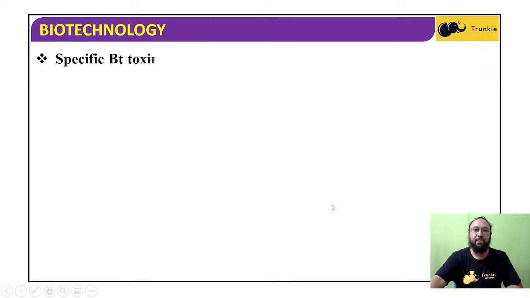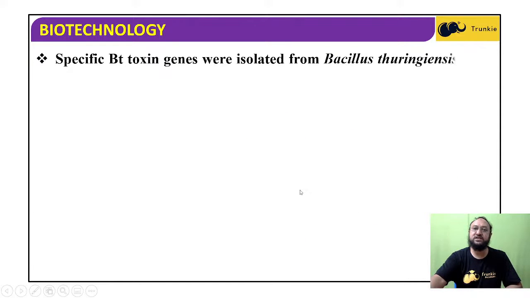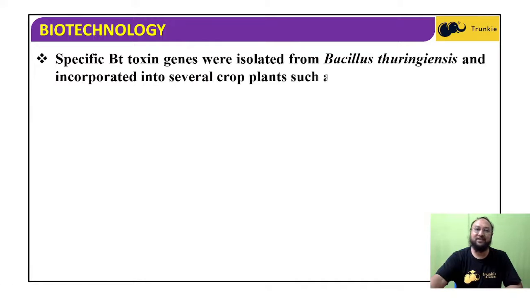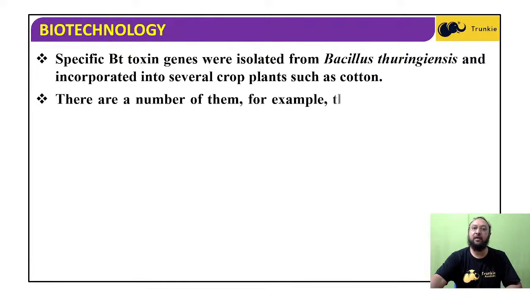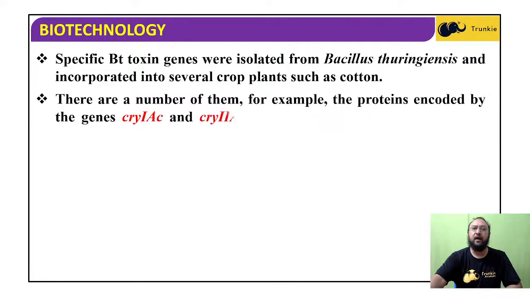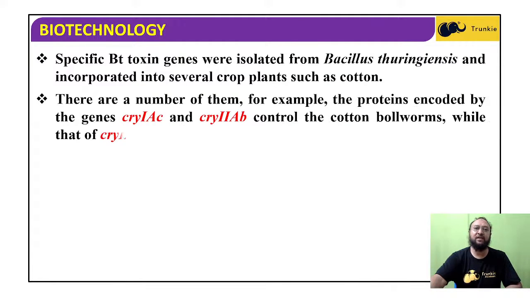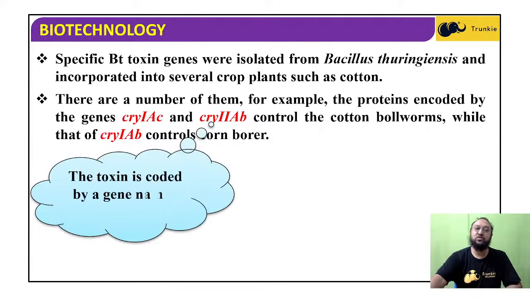Specific Bt toxin genes were isolated from Bacillus thuringiensis and incorporated into several crop plants such as cotton. There are a number of them. For example, the proteins encoded by the genes Cry1Ac and Cry2Ab control the cotton bollworms, while that of Cry1Ab controls the corn borer. So different genes are used. The toxin is coded by a gene named Cry.